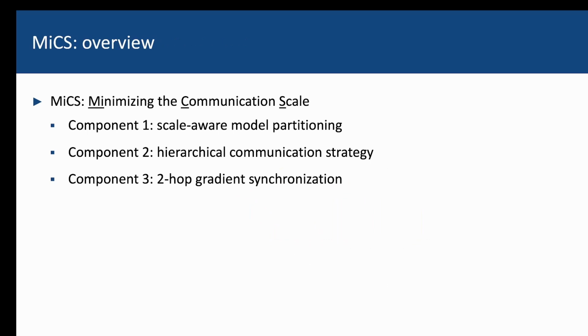As mentioned, the large communication overhead is relevant to the communication scale. In response, we propose MiCS, which follows the core principle of minimizing the communication scale as much as possible. We introduce three components to achieve this goal. First, scale-aware model partitioning. Second, we have a hierarchical communication strategy. Lastly, two-hop gradient synchronization schedule.